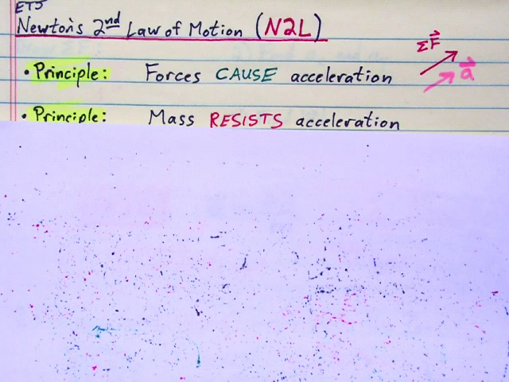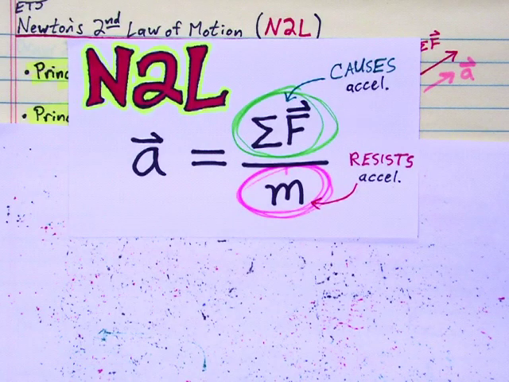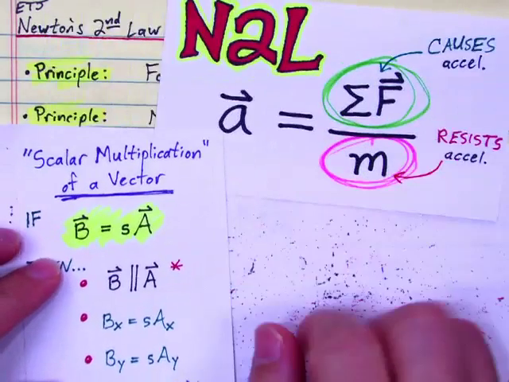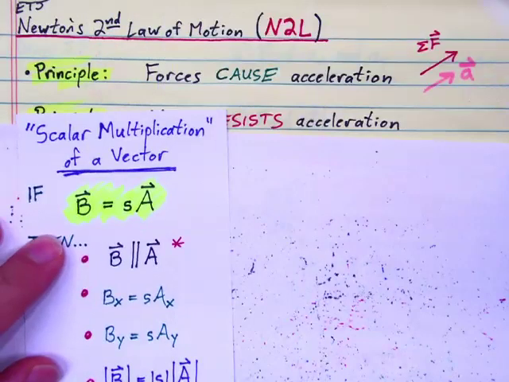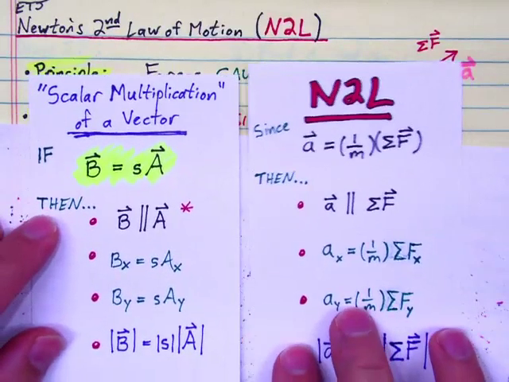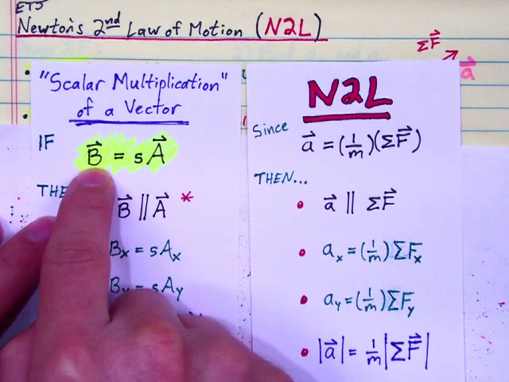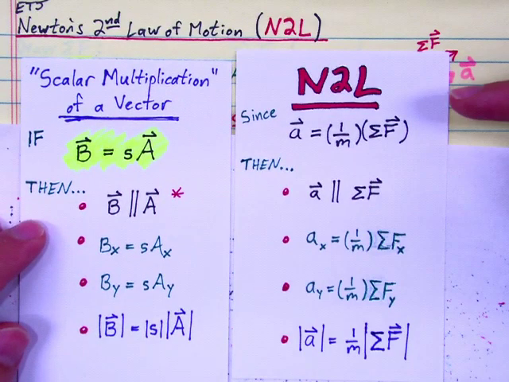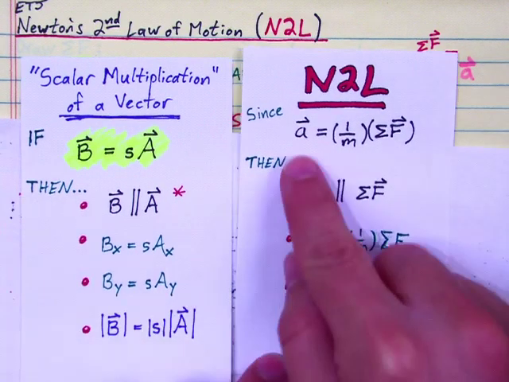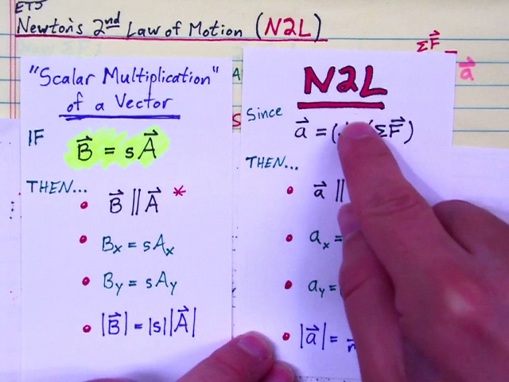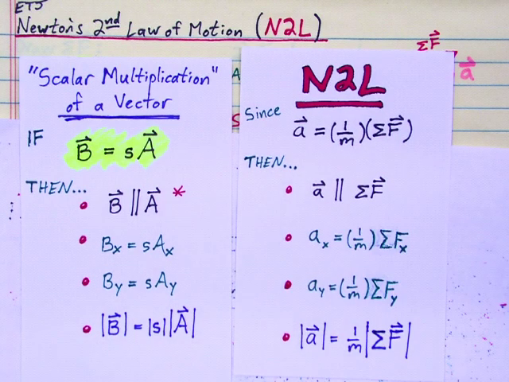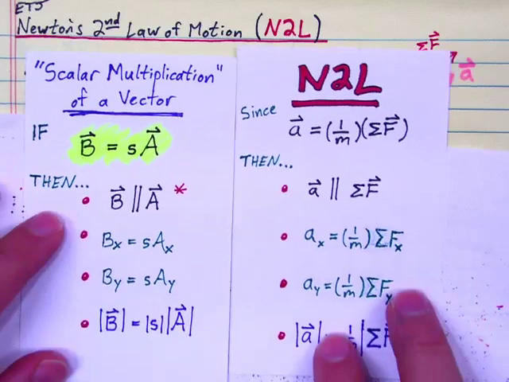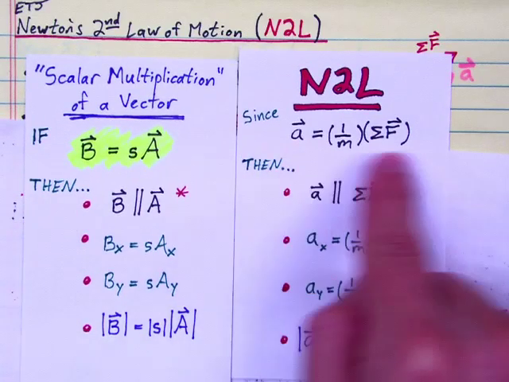Let's see. We've got an equation like this that looks like a scalar multiplication of a vector. If b is some vector that comes from multiplying another vector by a scalar, then we have this set of relationships. But that's exactly what kind of equation Newton's second law looks like. Here, a is a vector. It equals 1 over the mass, a scalar, because mass is just a number, times this other vector, the net force.